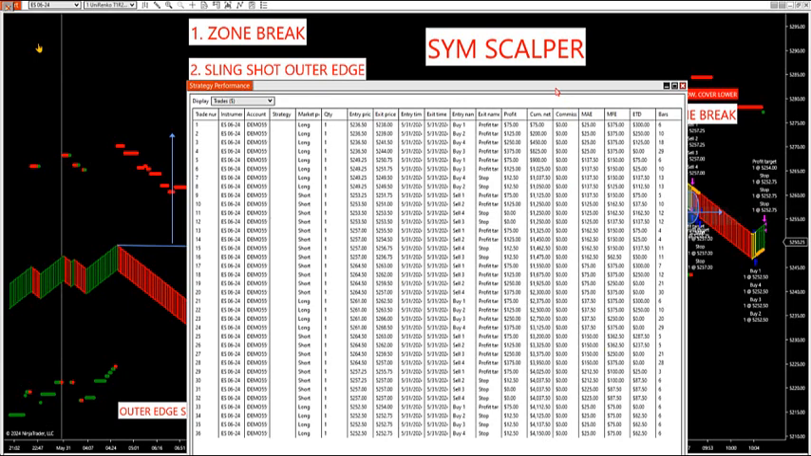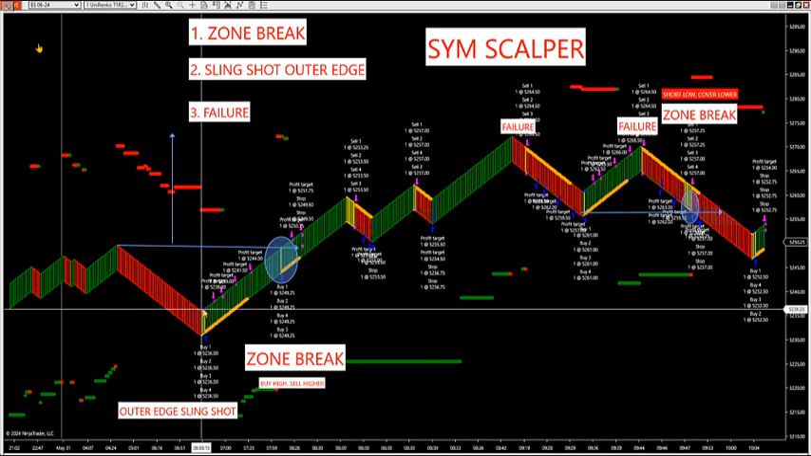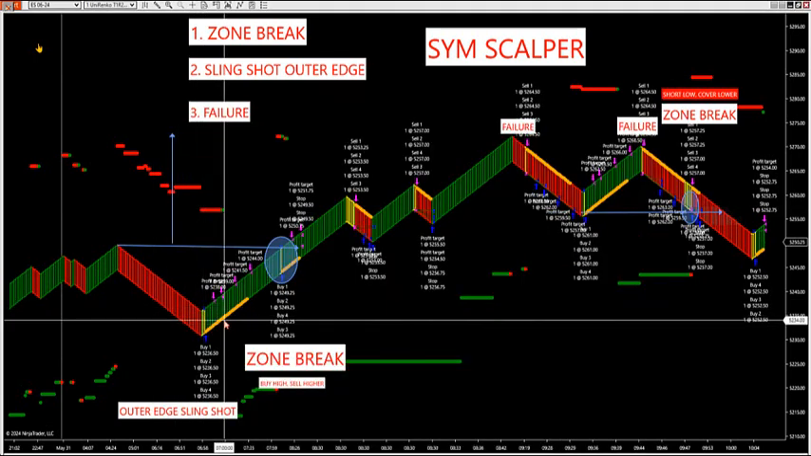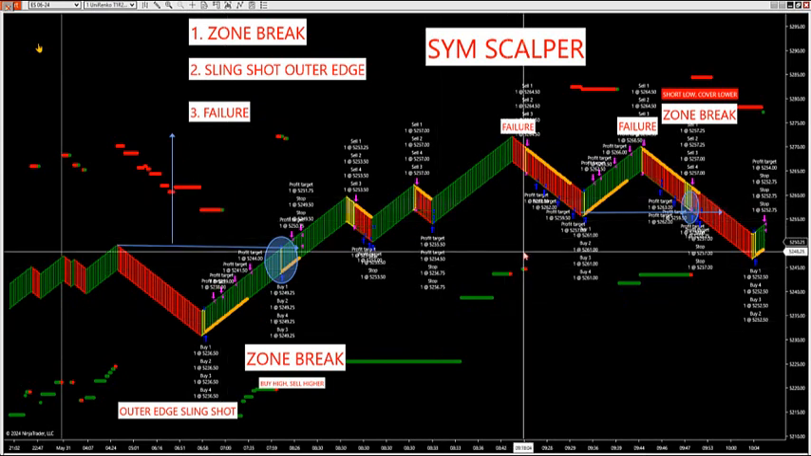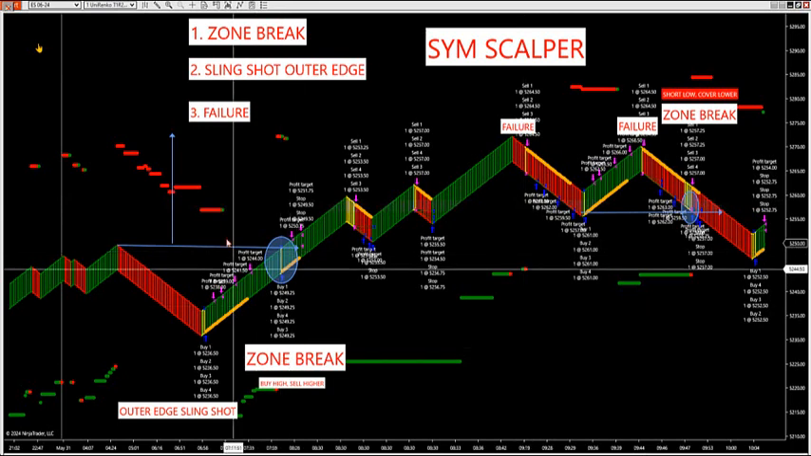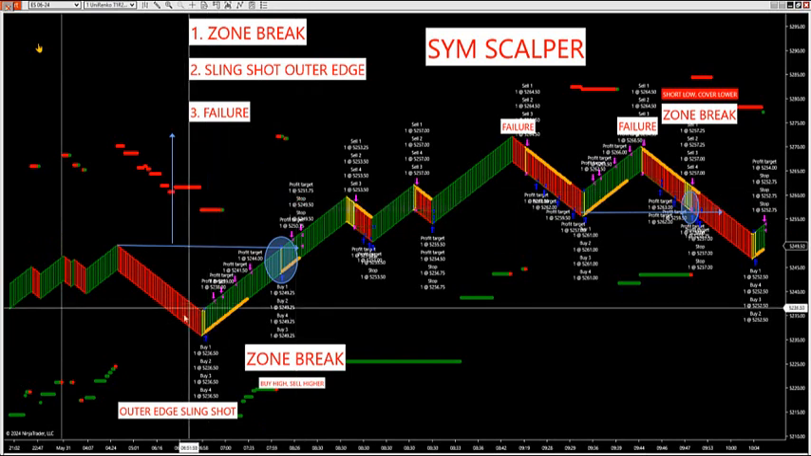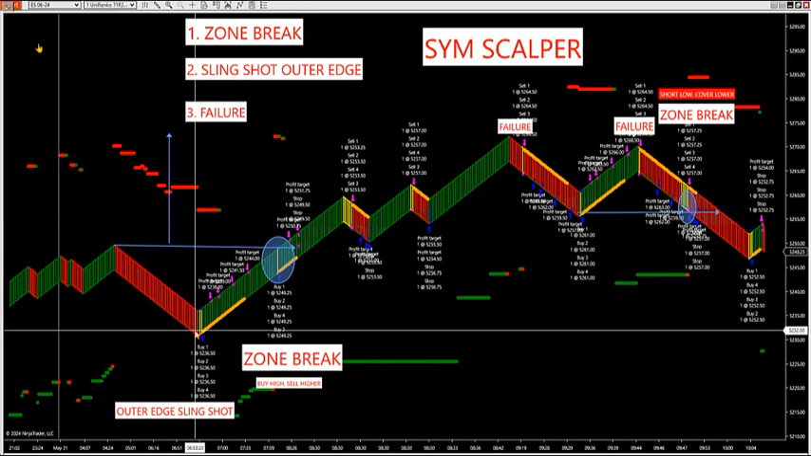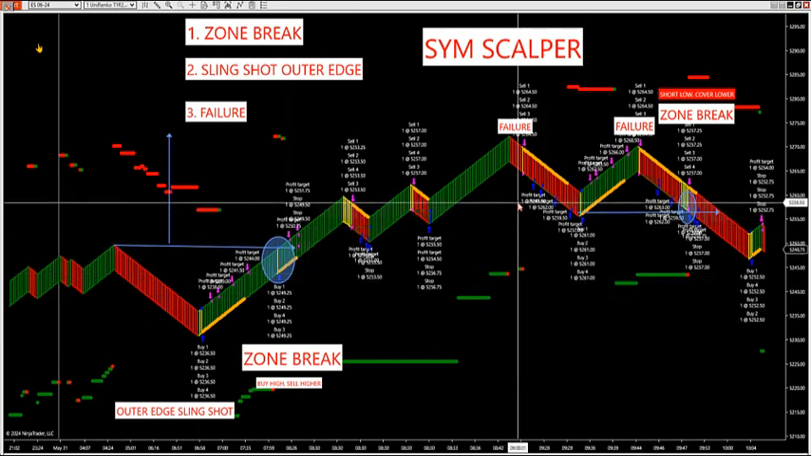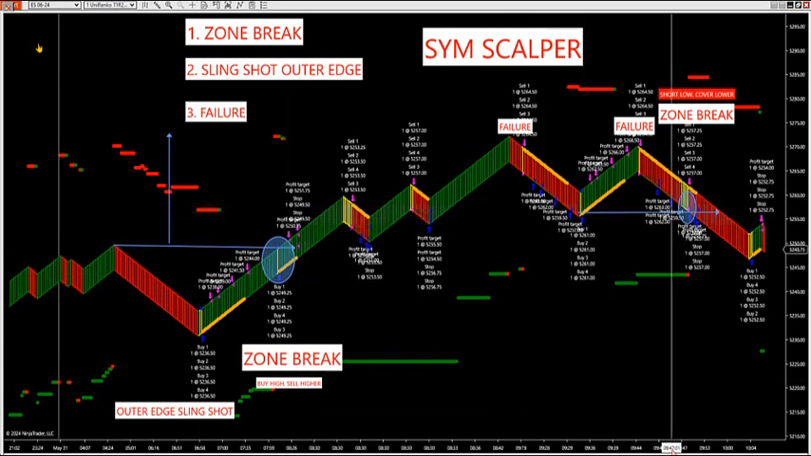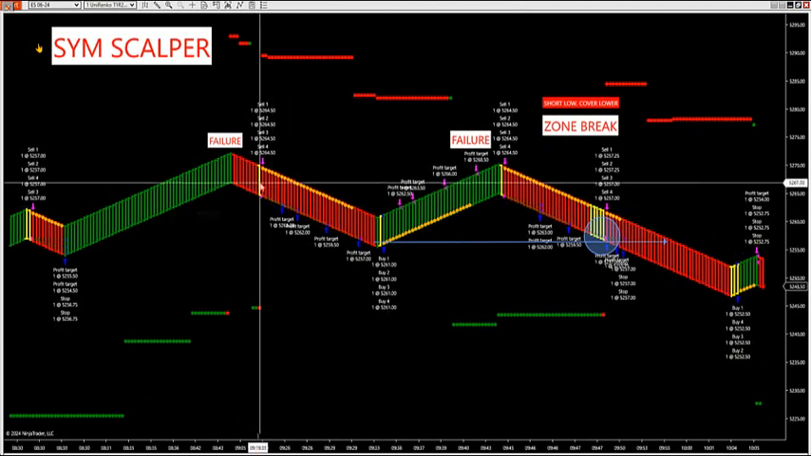Take one thing away from this right now. It's the consistency of it finding the zone breaks, finding the outer edge setups, and finding the failure trades, right? This is educational software that you can let run and say, whatever market that I trade, it's going to find when it's setting a new high and catching the rolling position traders. It's going to find when the market gets exhausted with trend on an outer edge slingshot, and it's going to find when the market is weakening.